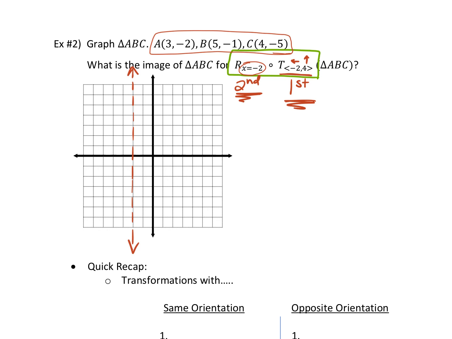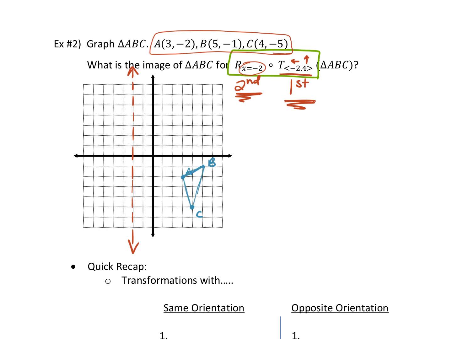So 1, 2, 3, -2, here's A. B is 1, 2, 3, 4, 5, -1, that's B. C is 1, 2, 3, 4, 1, 2, 3, 4, 5, okay? So your original triangle should look like this.